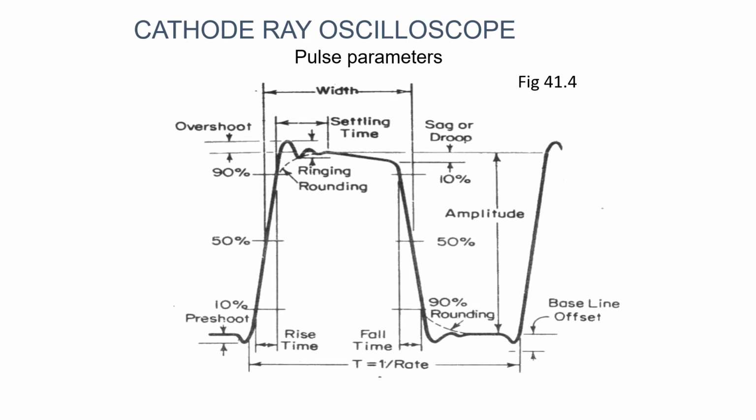Next, the width of the pulse is nothing but the number of horizontal divisions into time per division when the amplitude of the pulse is 50% of the maximum amplitude. So from this figure, you can see the rise time, the fall time, the width of the pulse, the amplitude of the pulse. Also, T equals 1 by F. You can also find out the time period or frequency of the pulse waveform.